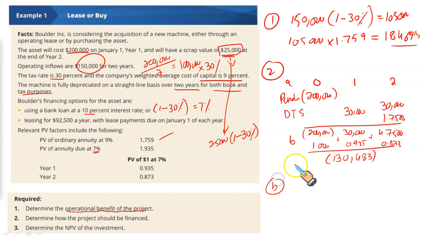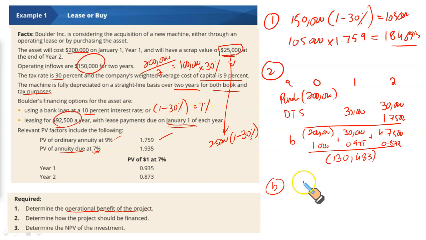So in this part, what we are going to do, these lease rentals of 92,500 with lease payments due on January 1st each year. So this means this is the amount that is paid at the start of each year. So remember, this is not the payment at the end of year 1, rather it is the payment at the start of year 1. The next payment will be at the start of year 2. So if you need to discount these cash flows, you will not use the ordinary annuity, you will use the annuity due, and not at 9%, at 7%, because since we are on the financing side, we need to take the after tax cost of debt, 7%.